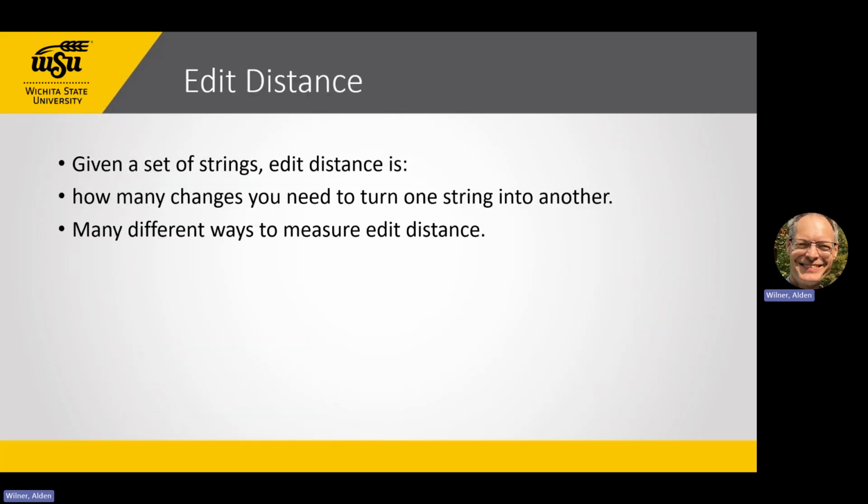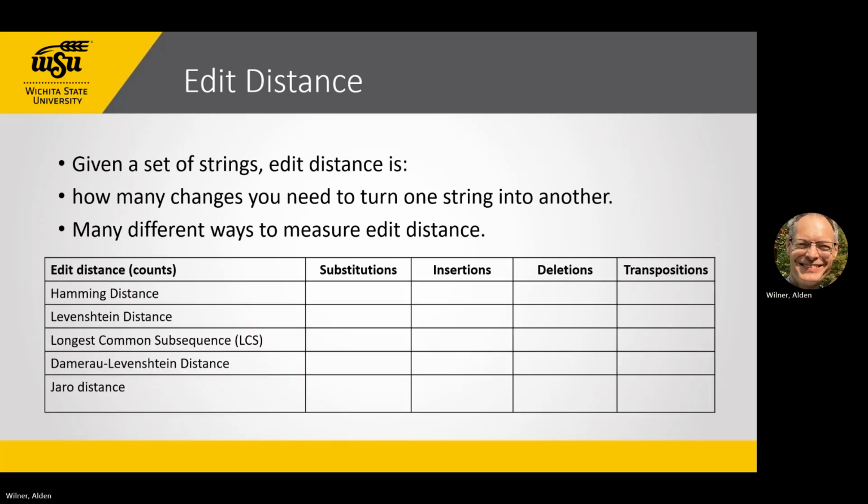So edit distance, or Hamming distance, is given a set of strings or symbols: how many changes do you need to turn one string into another, right? How many errors do you introduce in your message before you interpret it as the wrong data, right? How many changes do you need to turn one string into another? Hamming distance is one edit distance.